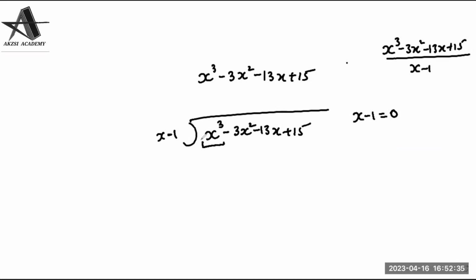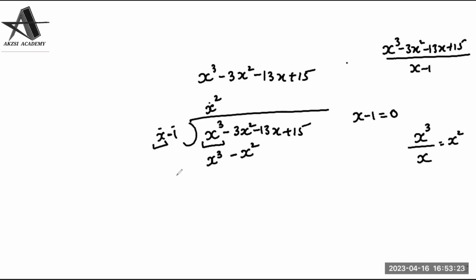Take the first term of the dividend and the first term of the divisor and divide them. Because the dividend is the greater one, it should be in the numerator and the divisor in the denominator. I'll get x squared, so I need to write x squared up there. Then I need to multiply this x squared with both of these terms. It doesn't matter how many terms there are, you need to multiply it with all of them. So x squared multiplied by x is x cubed, and x squared multiplied by negative 1 is negative x squared. Now you have to subtract it.